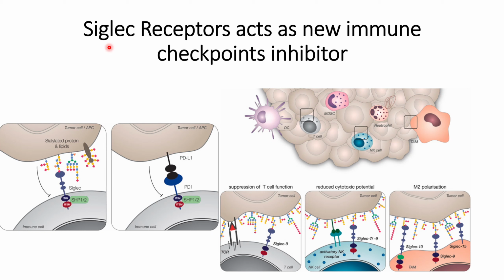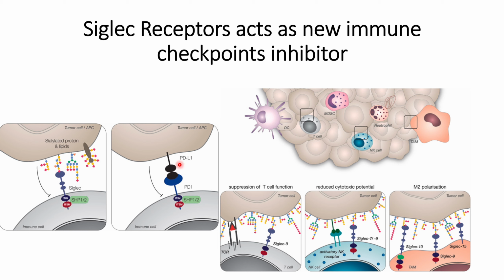In this video, we will discuss how the Siglec receptor can act as a new immune checkpoint inhibitor in the case of cancerous cells. And why I am talking specifically about cancerous cells is because cancerous cells have an overexpression of sialic acids, which can be seen here in this figure.